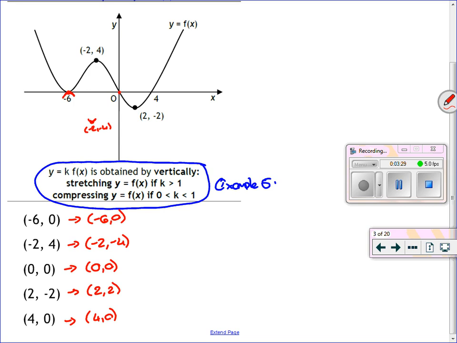We have 0, 0 here. It stays the same. 2, minus 2 goes to become 2, 2. That was a minimum turning point that now becomes a maximum turning point, and 4, 0 stays the same.